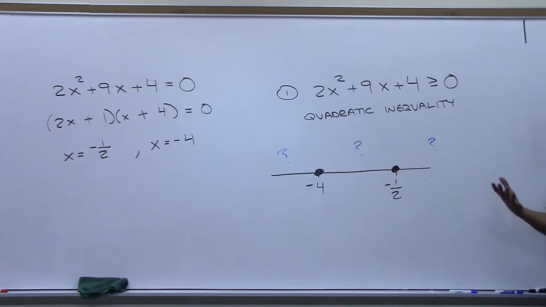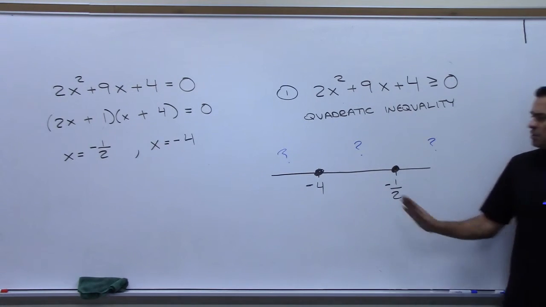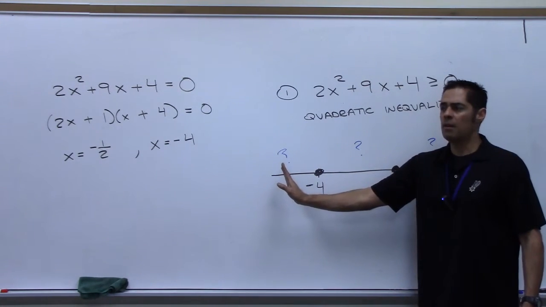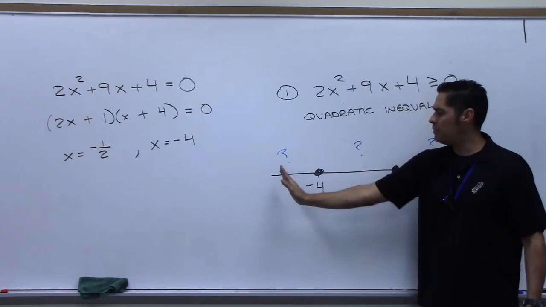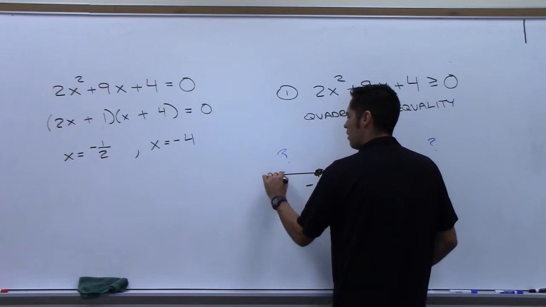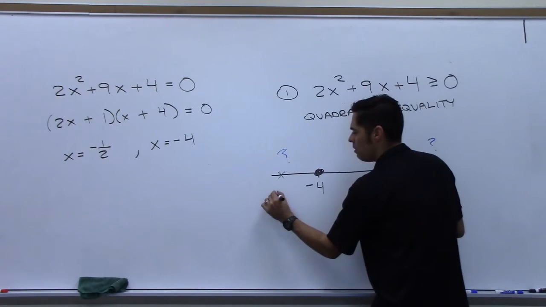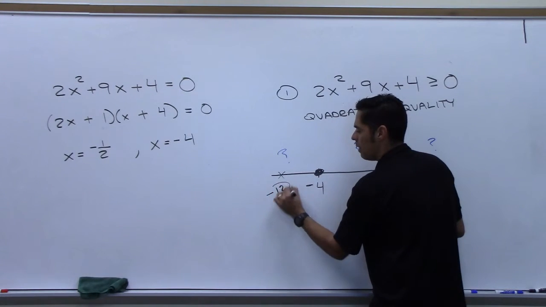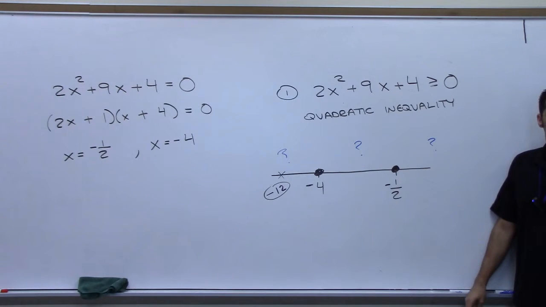So the way we figure it out is we just test some points. That's all we have to do. Just pick any number you want over here and tell me whether or not this is true. So if someone gives me a number to the left of negative 4, I'm going to mark it with a little x because I don't want you to think it's part of my answers. Negative 12? Fine. And then plug it into here.